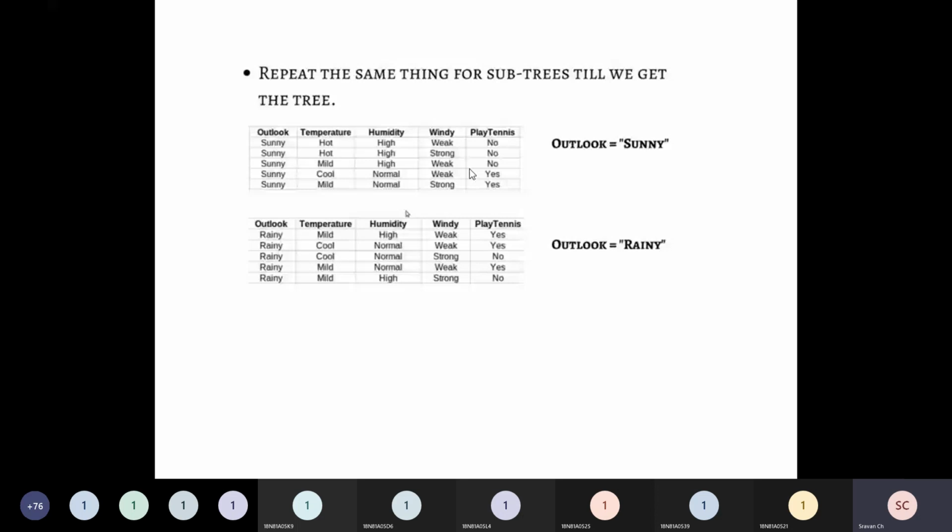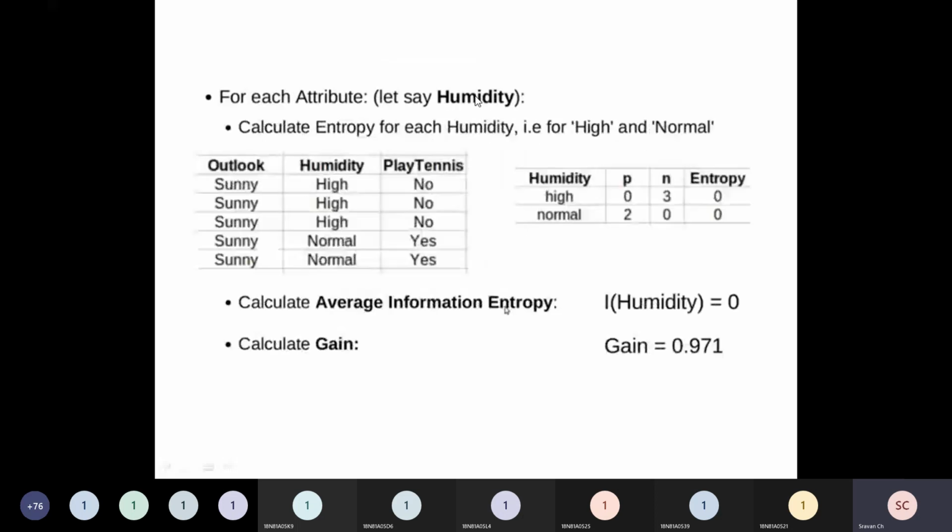So that value we will take as the entropy of this new table. Here E of S means this is the new data set. Now I calculate the information gain for humidity, for temperature, and for windy, and I subtract them from the entropy. So I'll get the gain parameter. So gain is 0.971 for humidity, right?